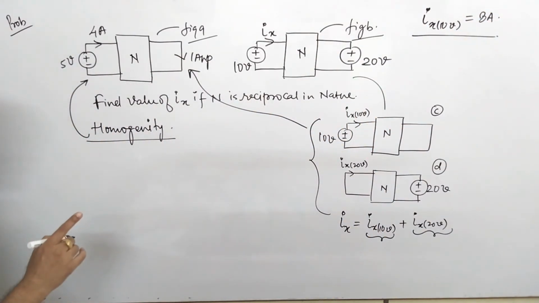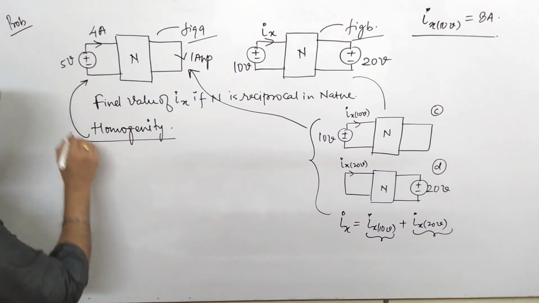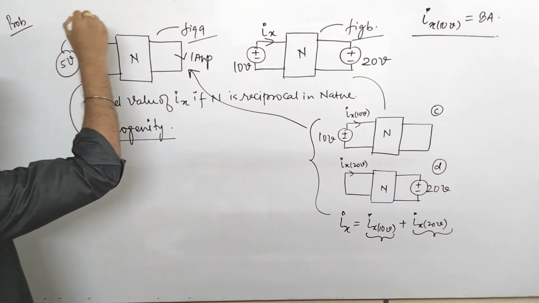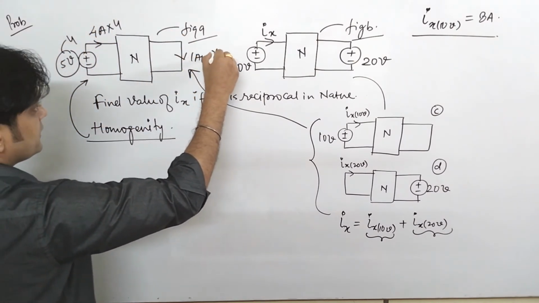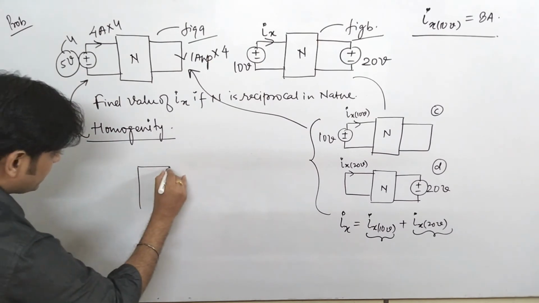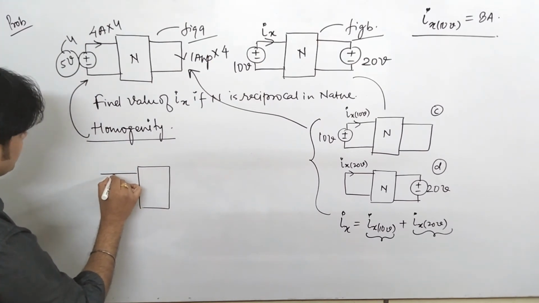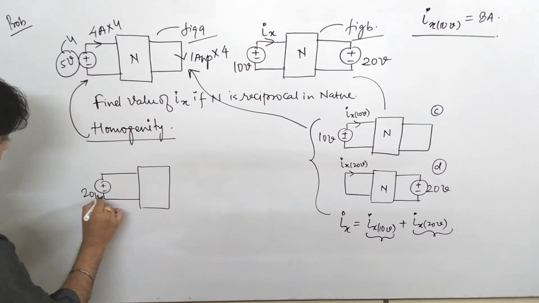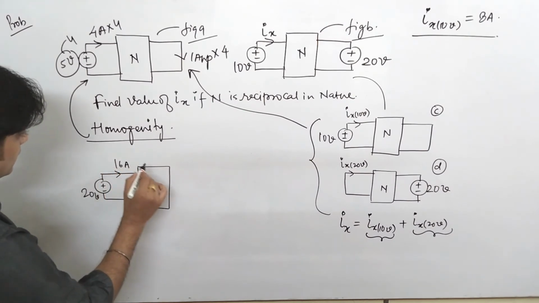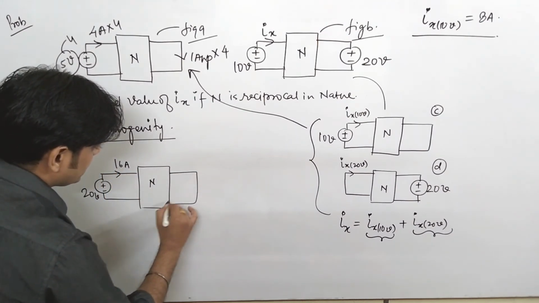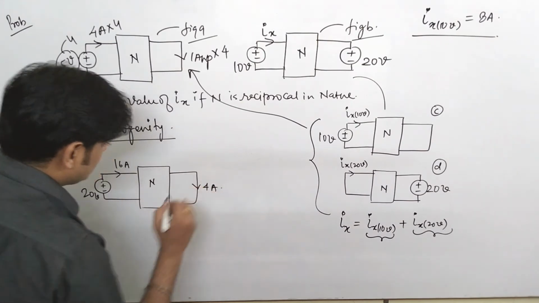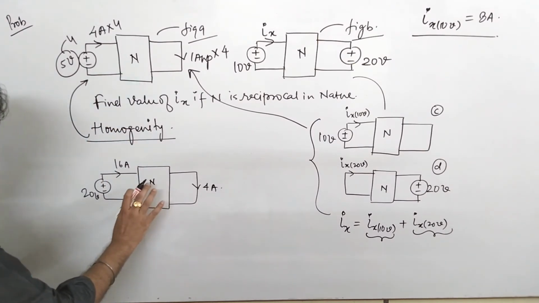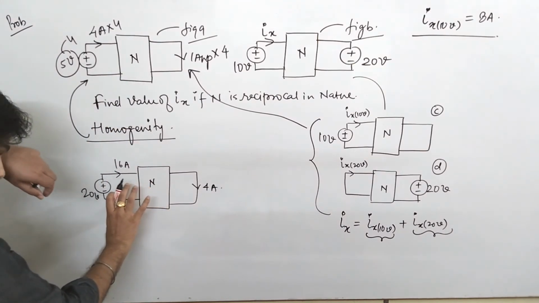Now for finding out the value of Ix20, please see, again I am multiplying this factor by 4, this is by 4, this is by 4. So I am directly drawing this network here. This comes to be 20 volt. Here is the current 16 ampere. This is network N and this current is 4 ampere. I have just converted.